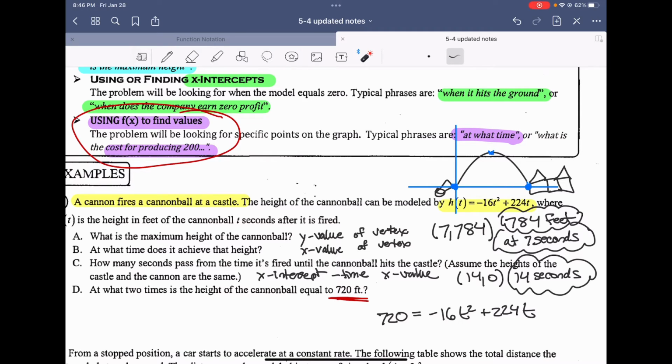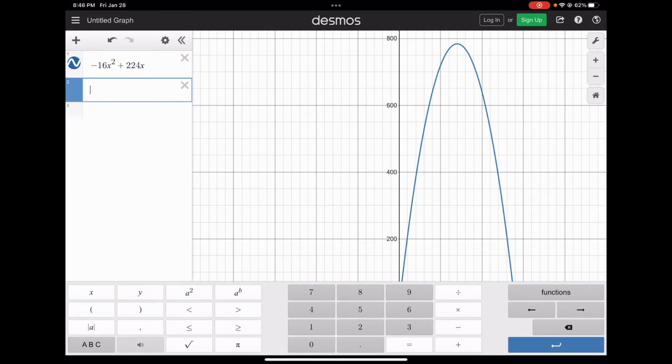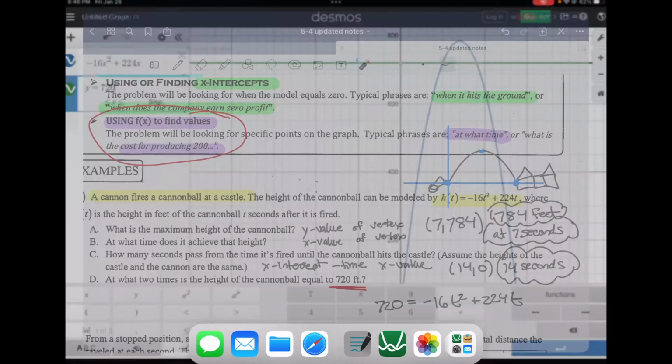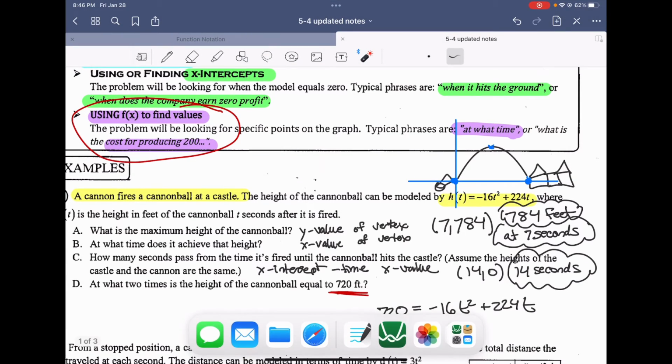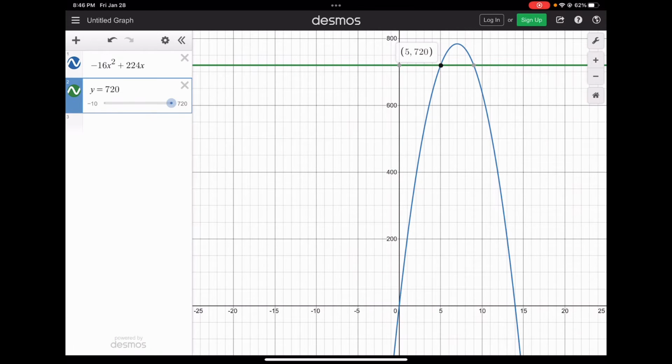But we are going to use Desmos again to do it. So I'm going to go back to Desmos. I'm going to click on 2 and put a new equation. My equation that I'm going to put is just y equals 720. That was the number we were looking for, right? Let me double check. Yep, 720. So it drew a line for me, and where that line intersects, there's dots, and I can click on those dots, and it happens at 5 seconds and again at 9 seconds. So at 5 seconds, the cannonball is at 720 feet, and also at 9 seconds, it's at 720 feet.